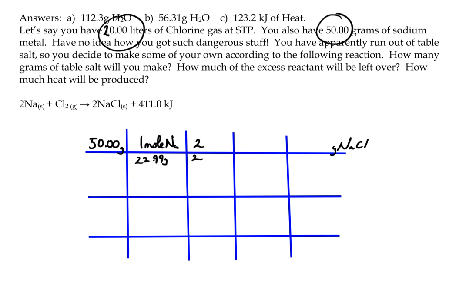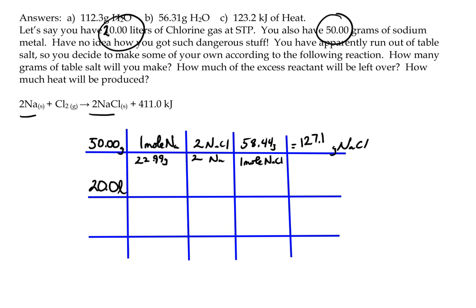So according to my balanced equation, for every 2 sodiums, I need 2 NaCl's. So looking up the molar mass of NaCl, it's 58.44 grams per 1 mole of NaCl. And by the way, this is NaCl and this is Na. And in this case, I'll get 127.1 grams.